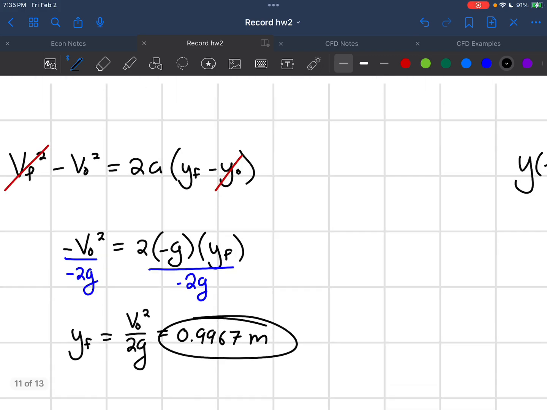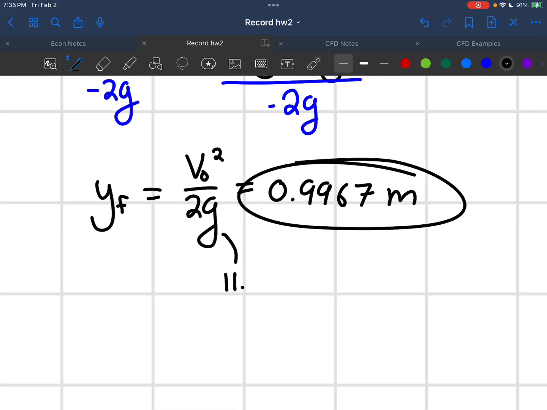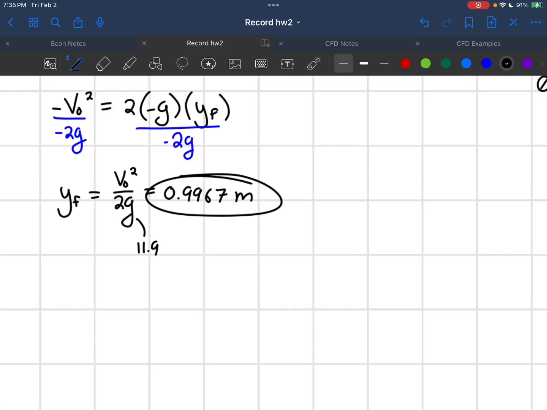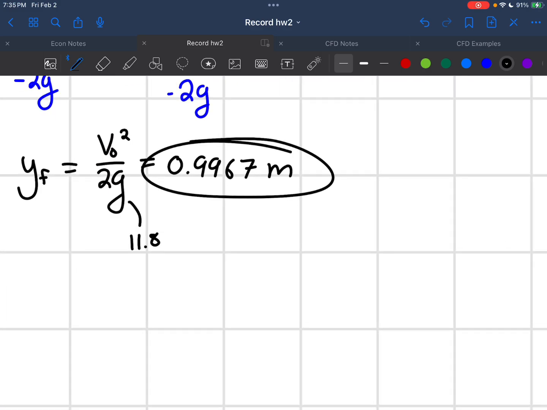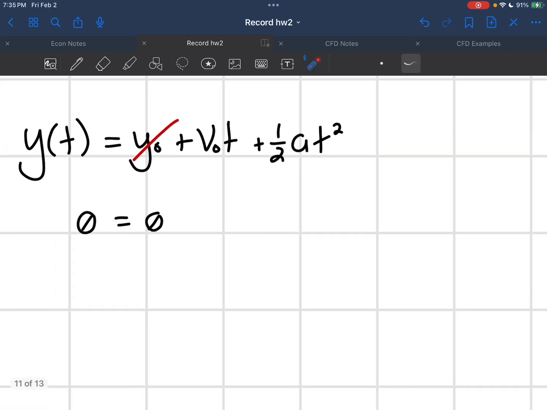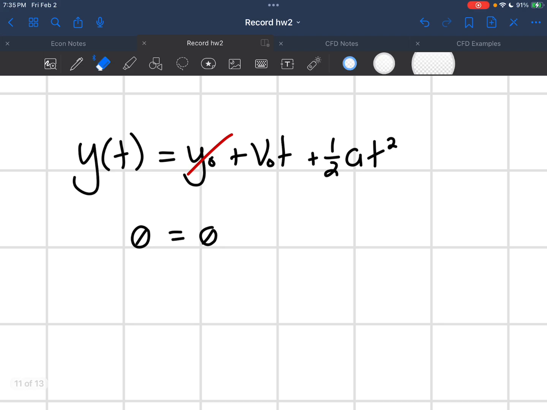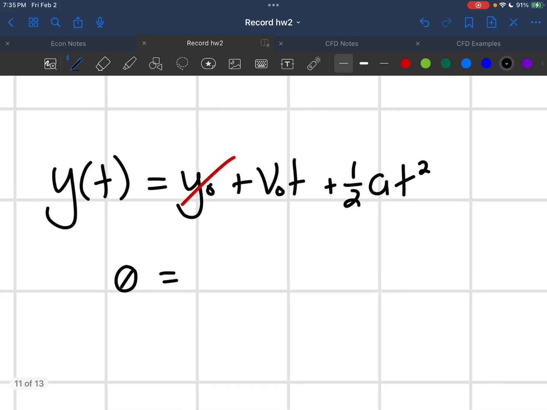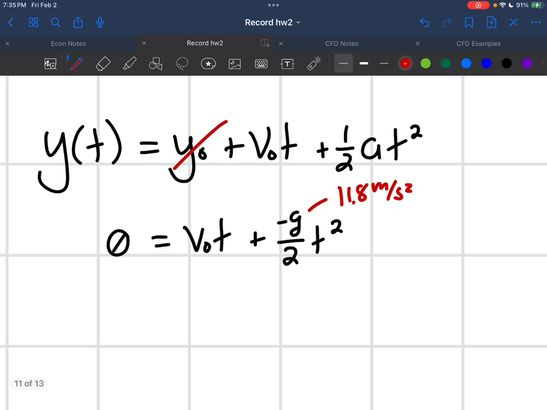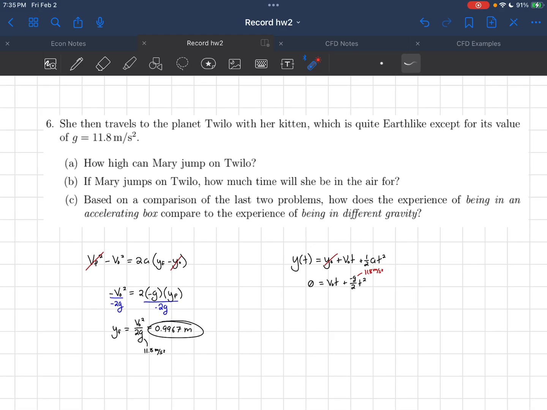Sorry, I probably should have said this g was 11.8 meters per second squared. That's what I plugged in for this. I just didn't say it because I just used g again. But my initial position is 0 again for this new one. I still know my initial velocity, and my acceleration is still going to be minus g. Again, remember that that's our 11.8 meters per second squared. That's our new g for this new planet.